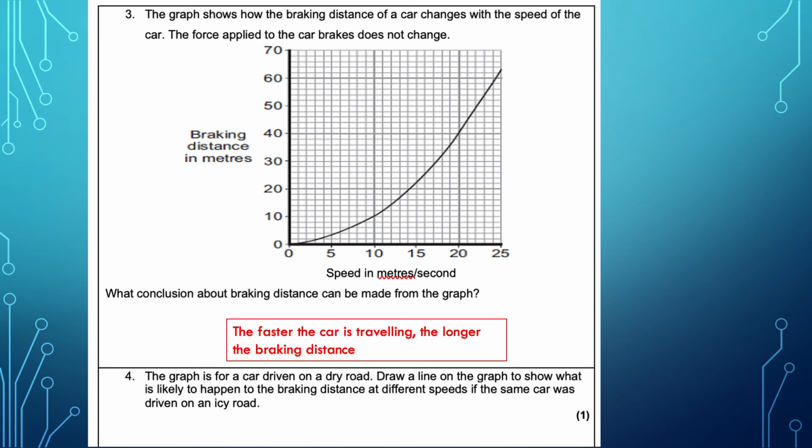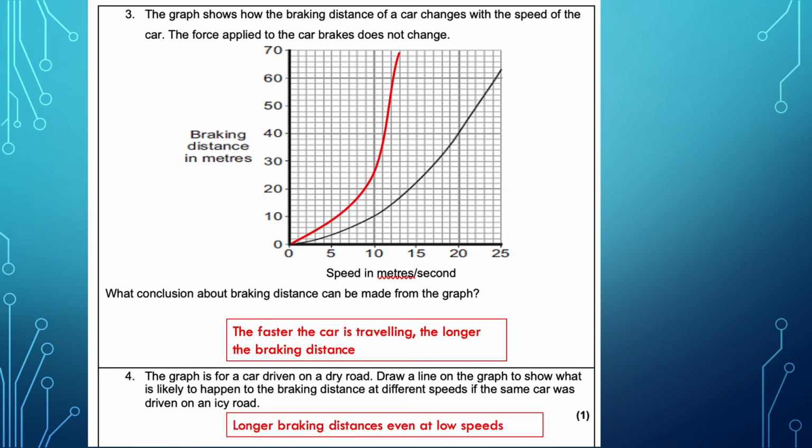Draw a line on the graph to show what is likely to happen to braking distance at different speeds if the same car was driven on an icy road. So now your driving conditions have changed, and as we learned before, if you're driving on bad road conditions, then your braking distance will increase. And what you want to draw is another line that's similar to the one that's already on there, but at the same speeds, you want your braking distances to be much longer. So your line might look like that, okay?